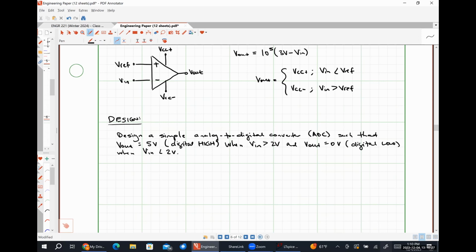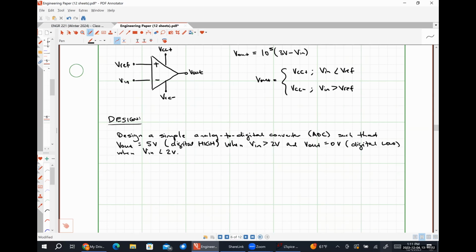So a circuit like this will definitely be a comparator circuit because we are comparing our input signal to some arbitrary reference. My first question to you guys is, is this going to be an inverting comparator or a non-inverting comparator? Non-inverting. Explain your answer, please. Yeah, so the output is high when Vn is greater than the reference. The output is low when Vn is less than the reference. So this would be a non-inverting comparator circuit.